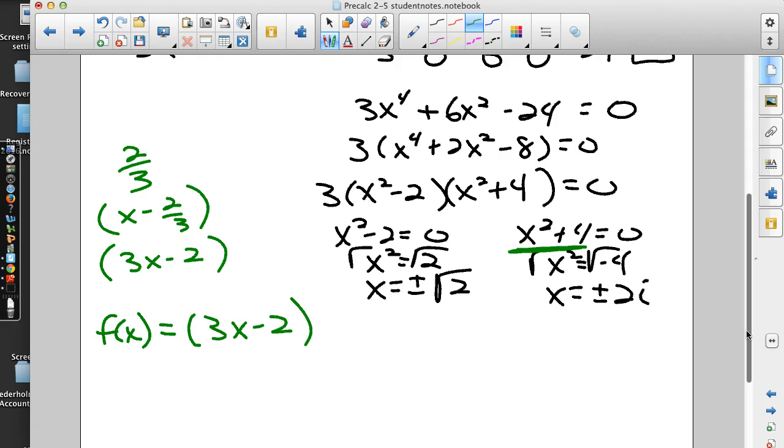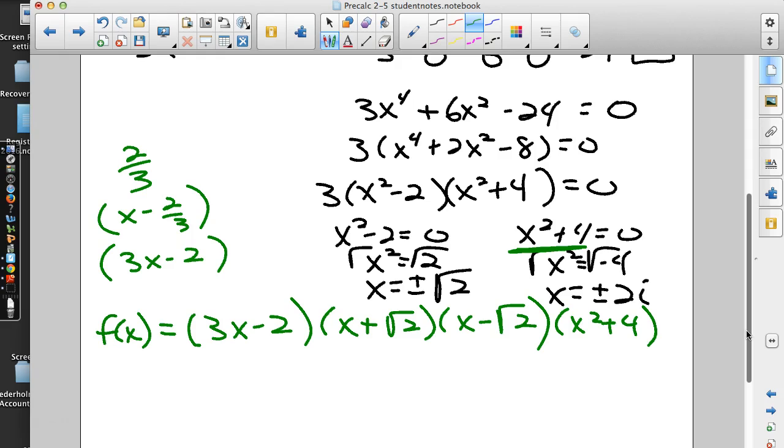We have our two irrational ones, the square root of 2 and negative square root of 2. So we can write that as x plus the square root of 2 and x minus the square root of 2. But when they say that it has to be linear and irreducible quadratic factors, that's when you have to remember, oh, I can't put the i stuff down there. I've got to back up and do what it was before the i's started to show up. And that's the x squared plus 4. Like so.